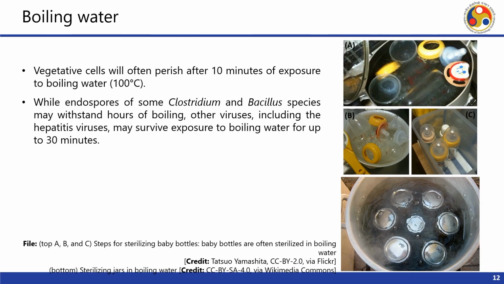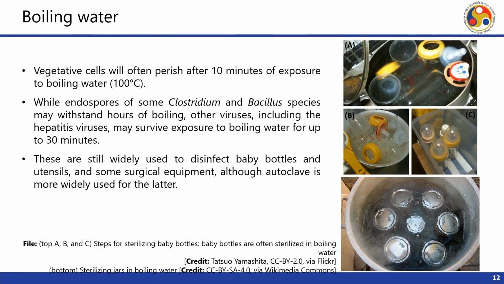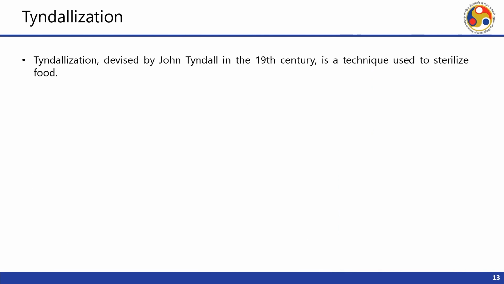So, in this figure in A, B and C, we see steps for sterilizing baby bottles or milk bottles by simply boiling them in water, and thereby ensuring that the baby is safe when milk is loaded into this bottle for feeding. This is a simple technique and it is still a widely used method not only for disinfecting baby feeding bottles and utensils, it is also used for disinfecting surgical equipment, although the autoclave is most widely used in a clinical context.